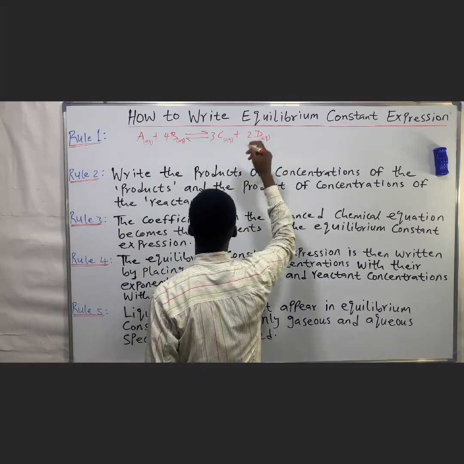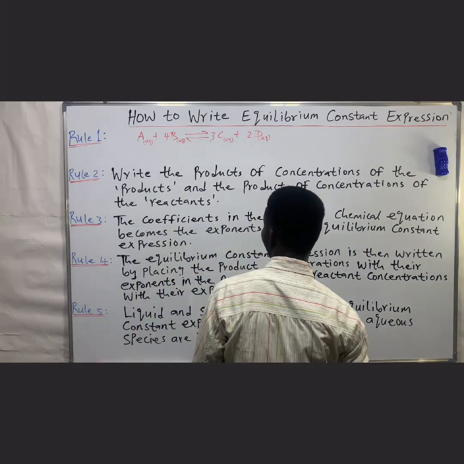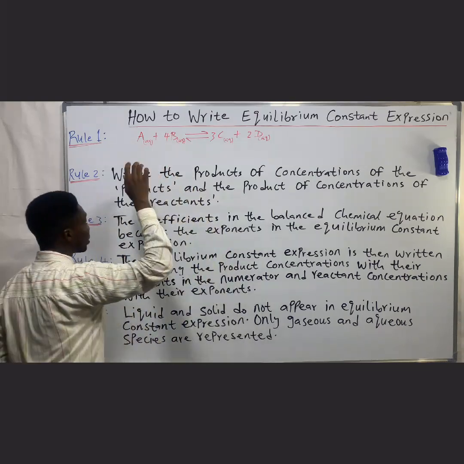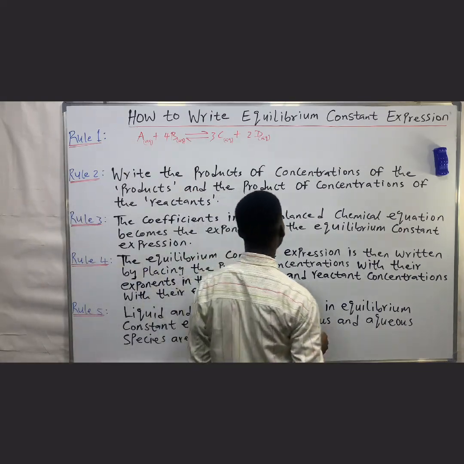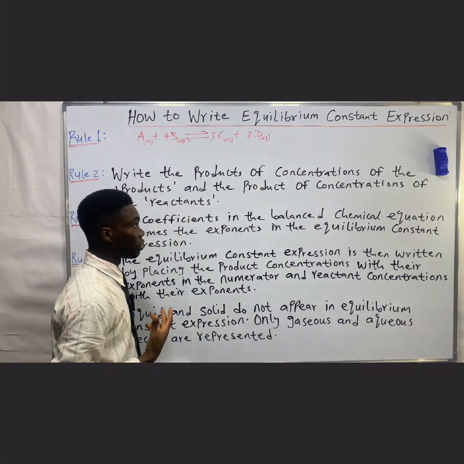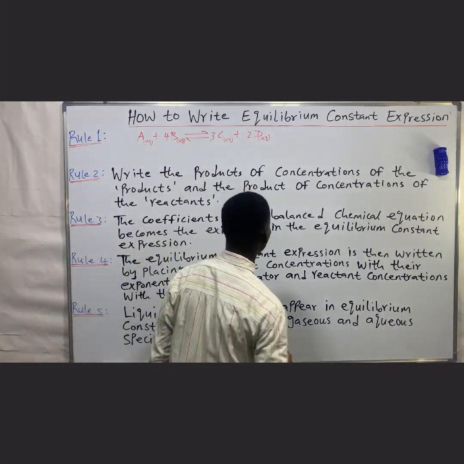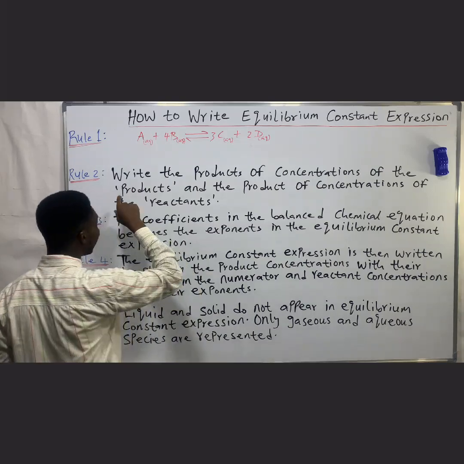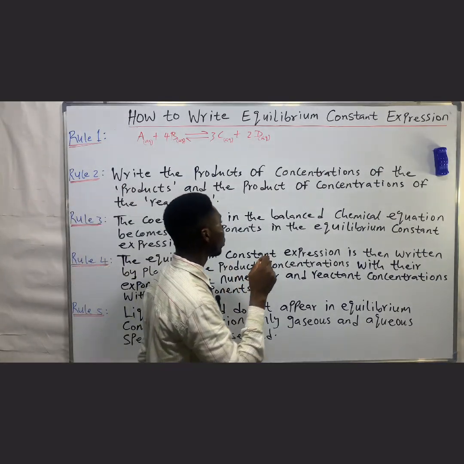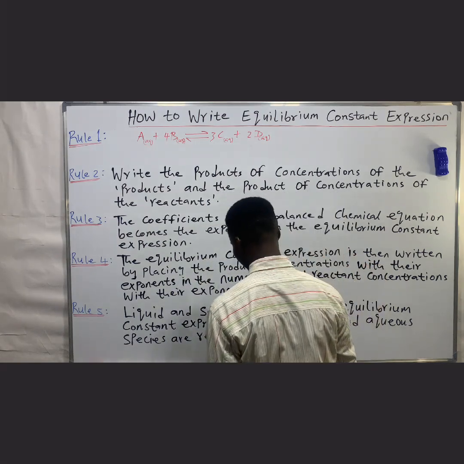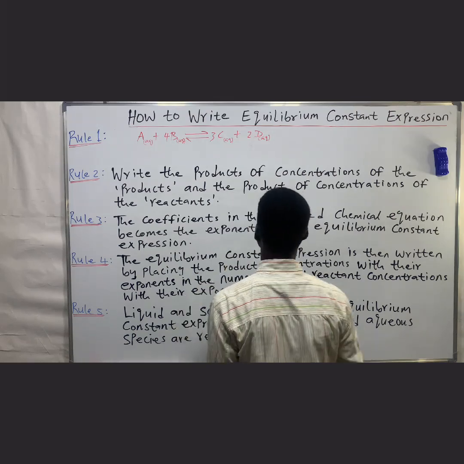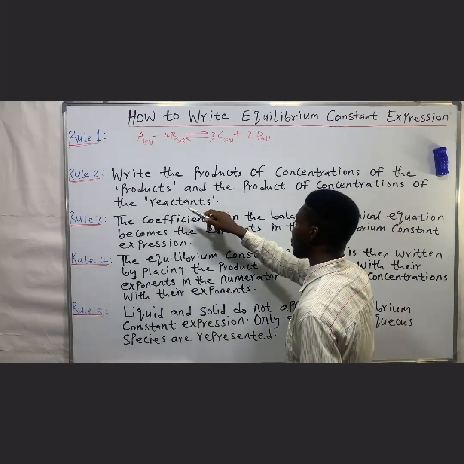Now we're asked to write the equilibrium constant expression for this equation. Rule 1 says you have to balance the equation, that is, write a balanced equation for the reaction. Rule 2 says, write the product of concentration of the products. How do we go about that? We're simply going to write the product of concentration of the products.